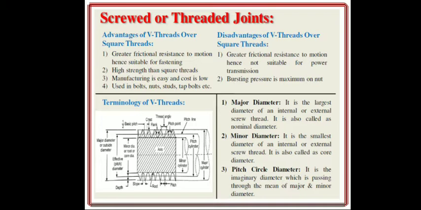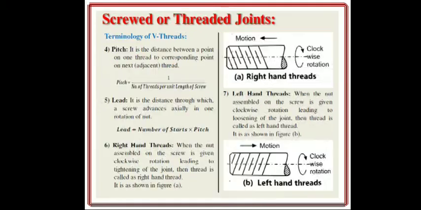So what is minor diameter? It is the smallest diameter of an internal or external screw thread, and it is also called the core diameter. And then the third one is the pitch circle diameter, which is the imaginary diameter passing through the mean of the major and minor diameter.